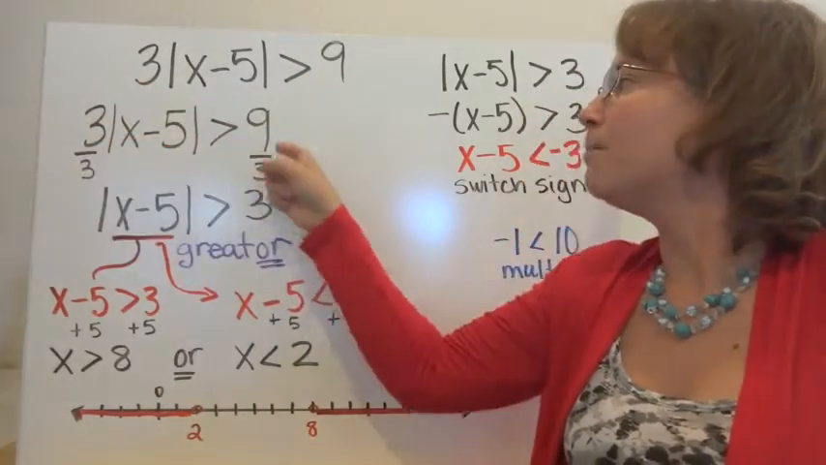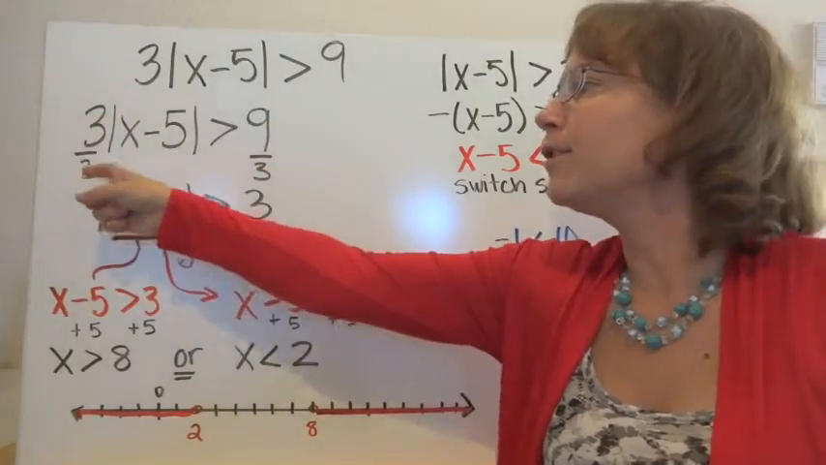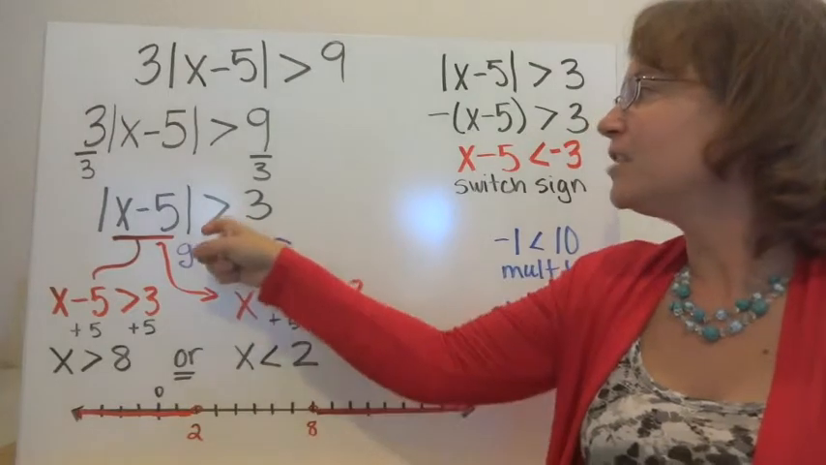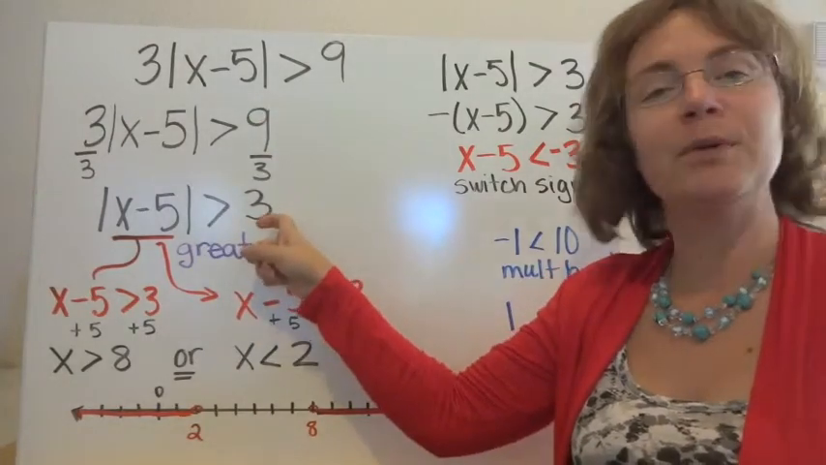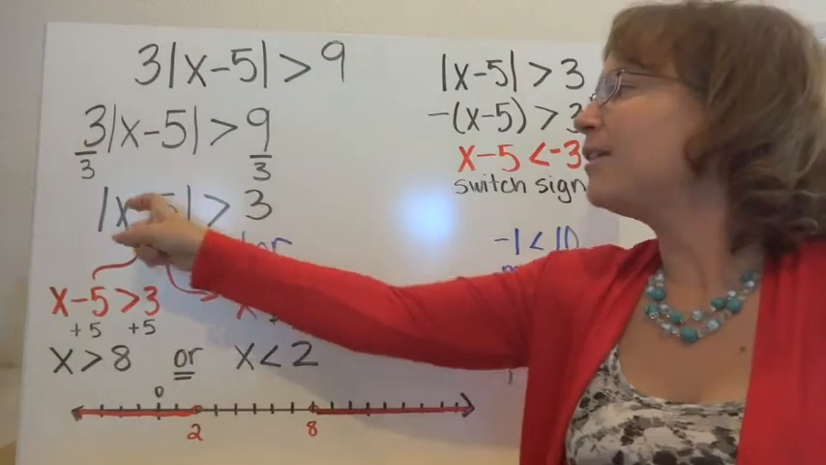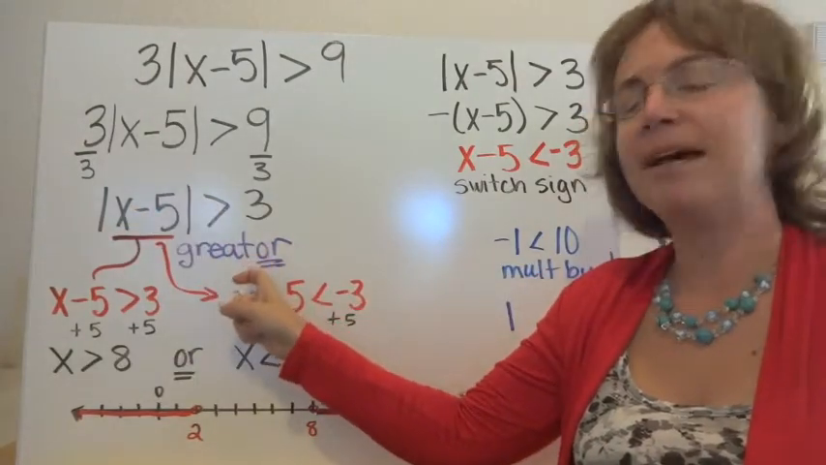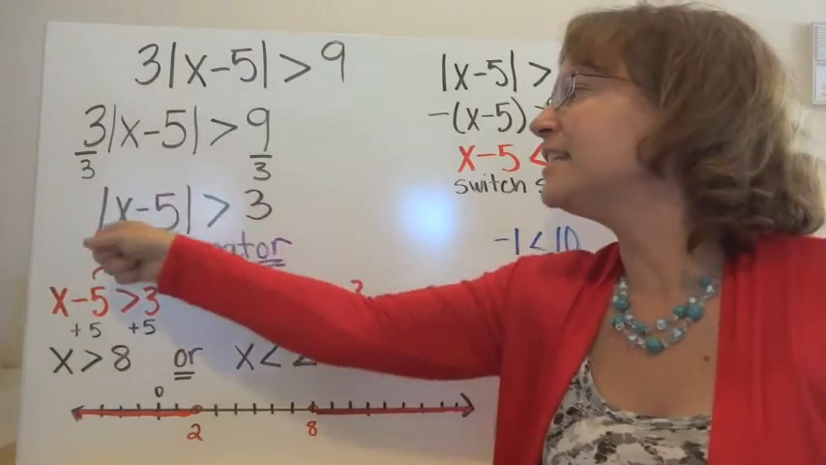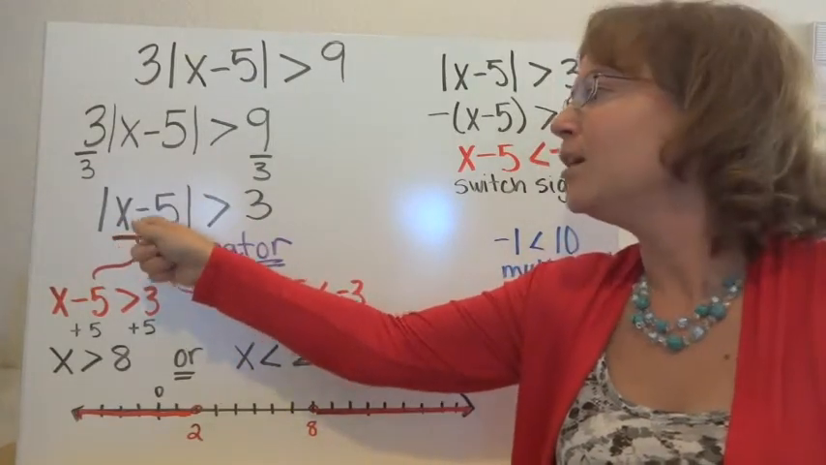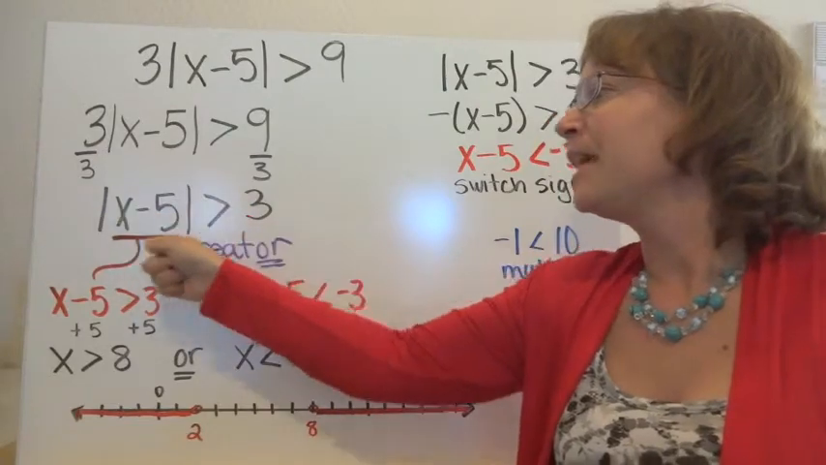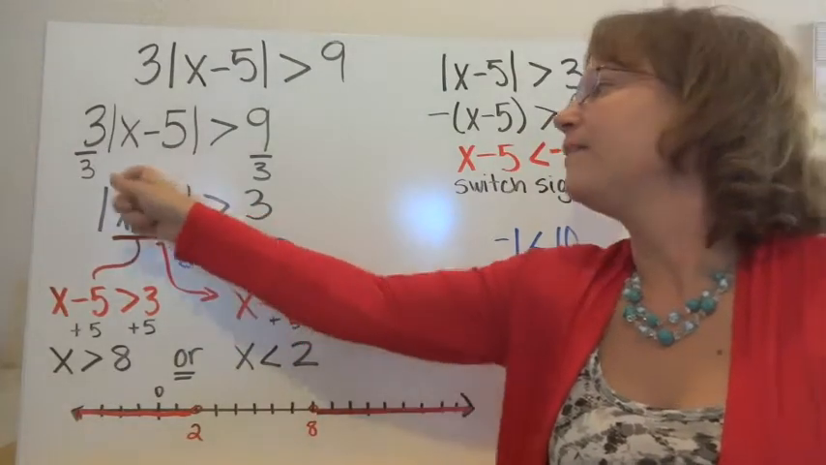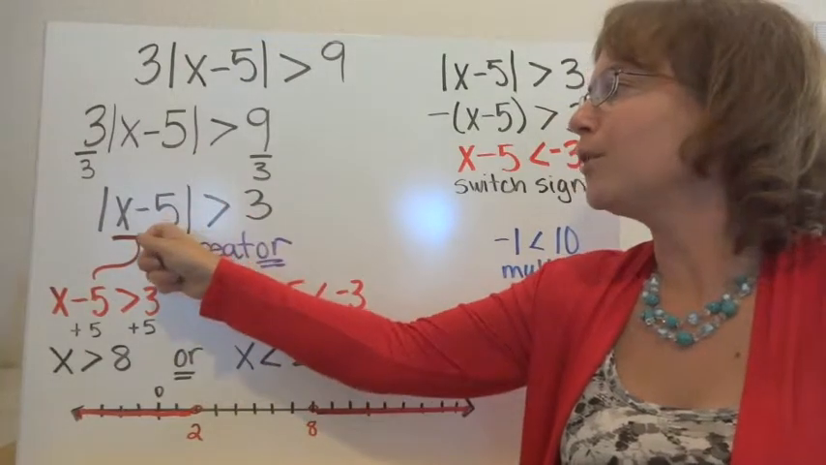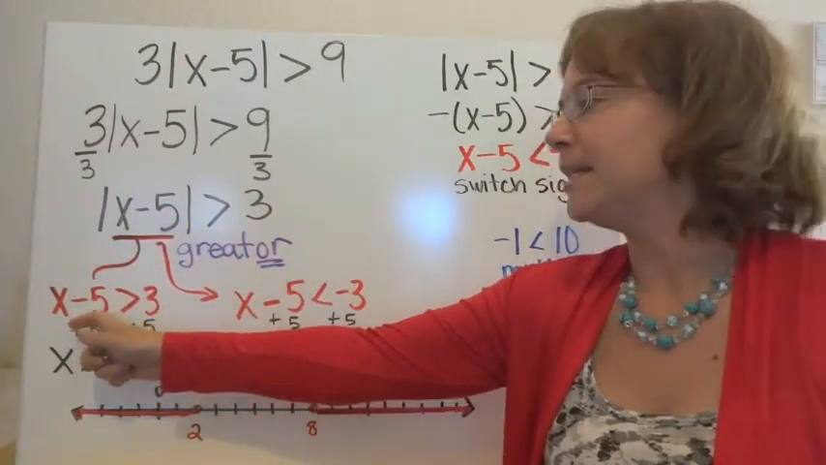So divided by 3 on both sides, and we have 3 over 3, which is just 1, times the absolute value of x minus 5 is greater than 9 divided by 3, which is just 3. So now that we have this isolated, we can talk about it being "greater than" or. Now when we're looking at this, we're kind of looking at the inside there and what that could be. If that inside, the x minus 5, is bigger than 3, then this equation will hold true. That's where one of my answers comes in.